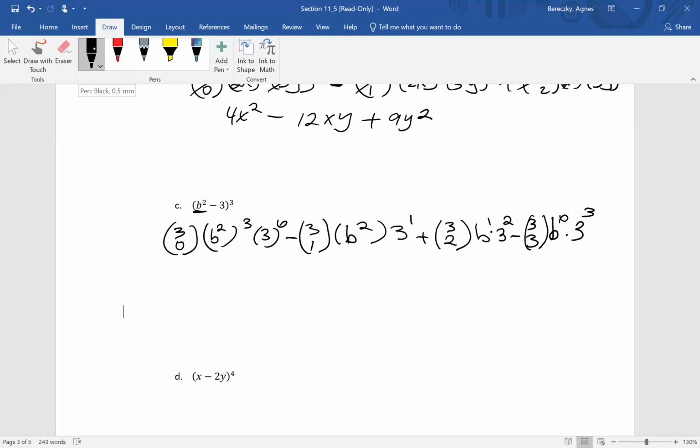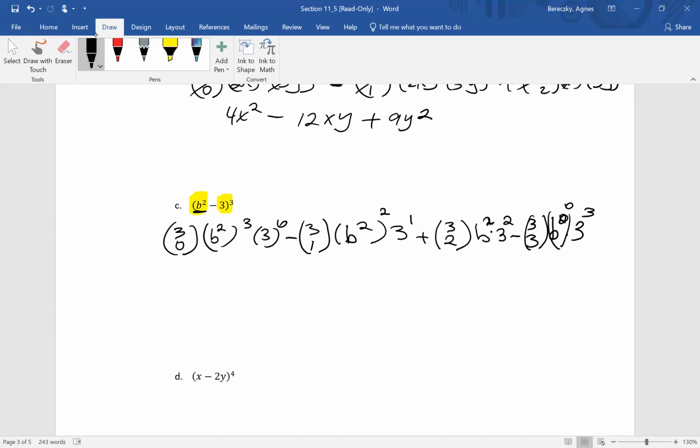B to the second to the third, b to the second to the second. So the original was b to the second, and then we have b to the second to the first, and then b to the second to the 0. So we have to be careful what was our first term and what was our second term.